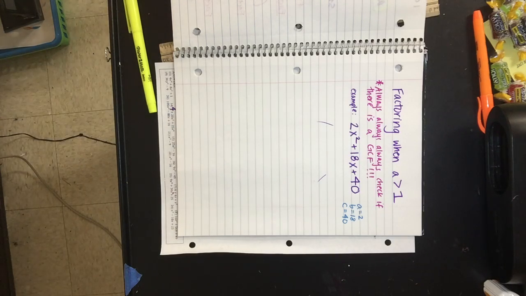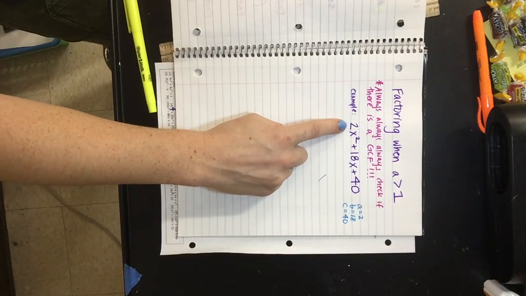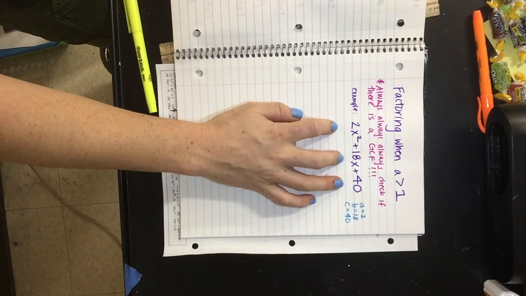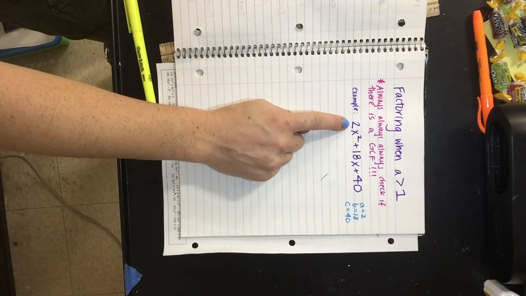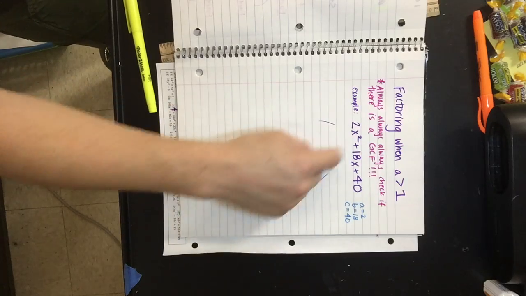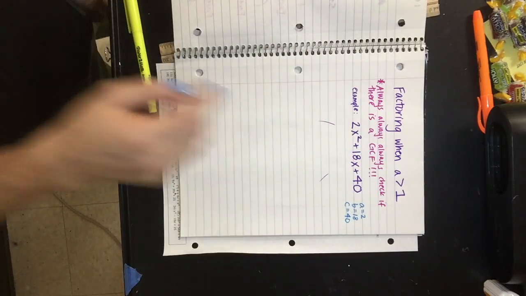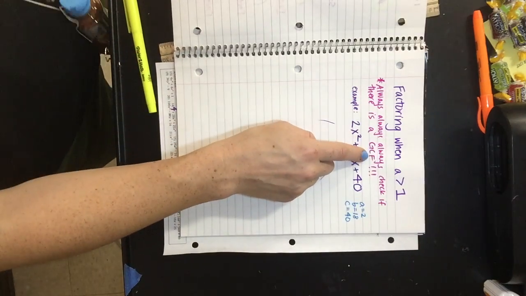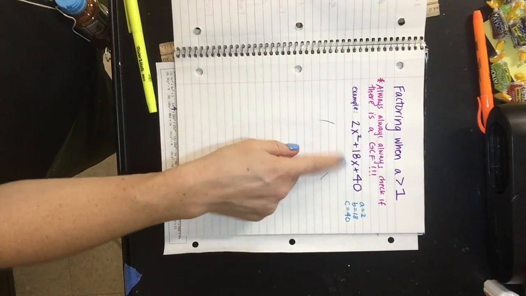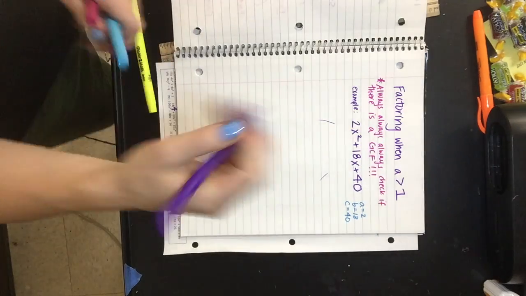Okay? So here's an example of a quadratic, that's the x squared, trinomial, 1, 2, 3 terms. But in this case, A is greater than 1. So do not do the diamond with 40 and 18. Always first check if there's a greatest common factor. In this case, between 2, 18, and 40, what's the greatest common factor? 2. Great, factor it out.